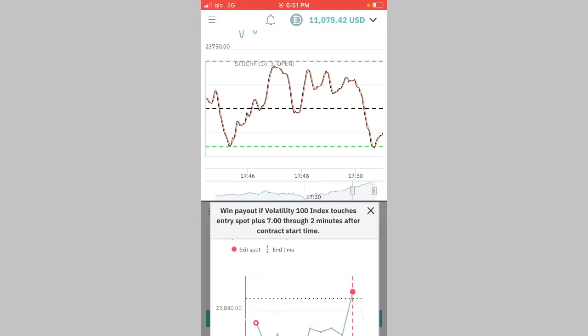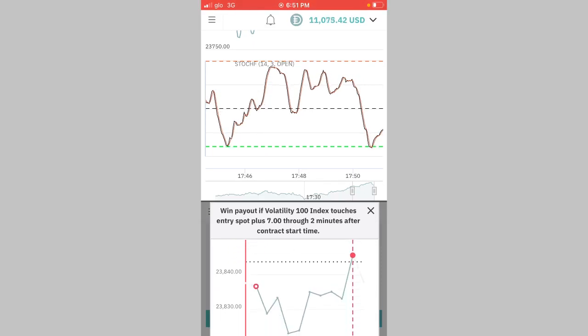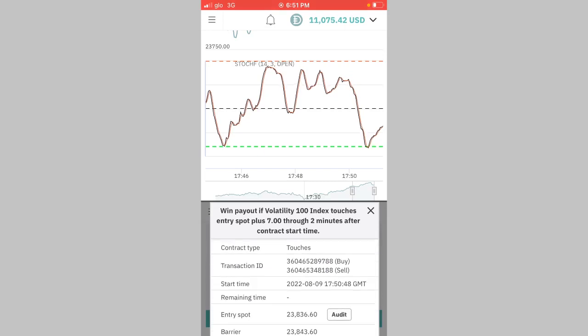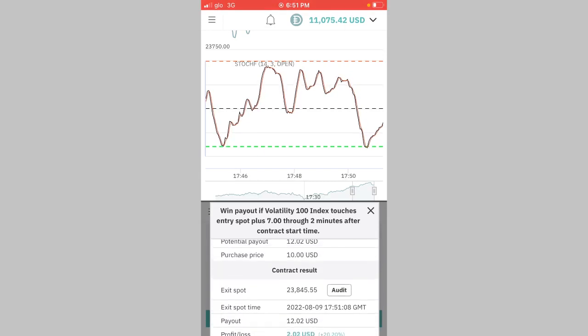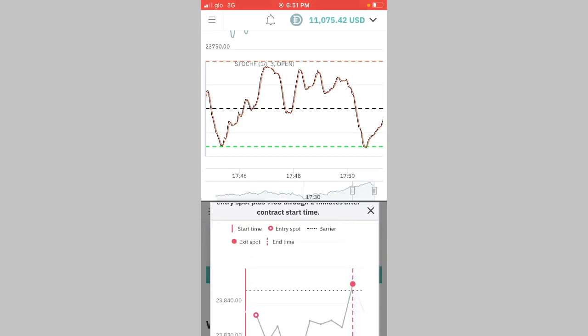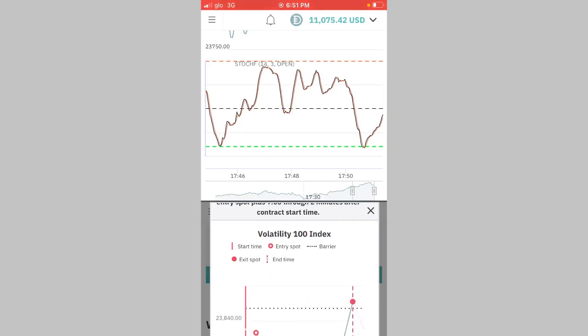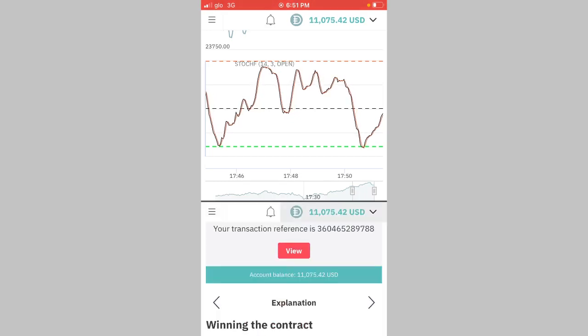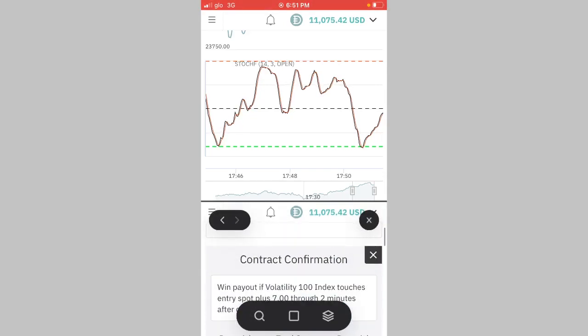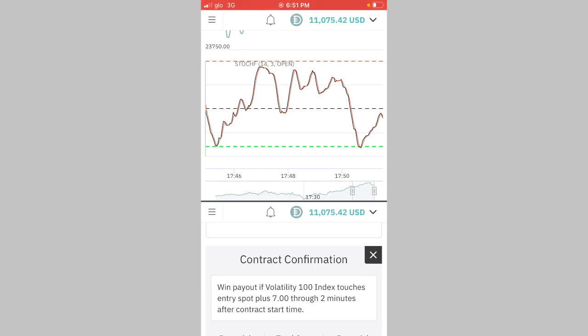It doesn't waste time. This is the best strategy I've ever made. You can see it. Everything is clear. $2 profit. So I'm just waiting for the last trade to take, because I'm recording this with my phone.